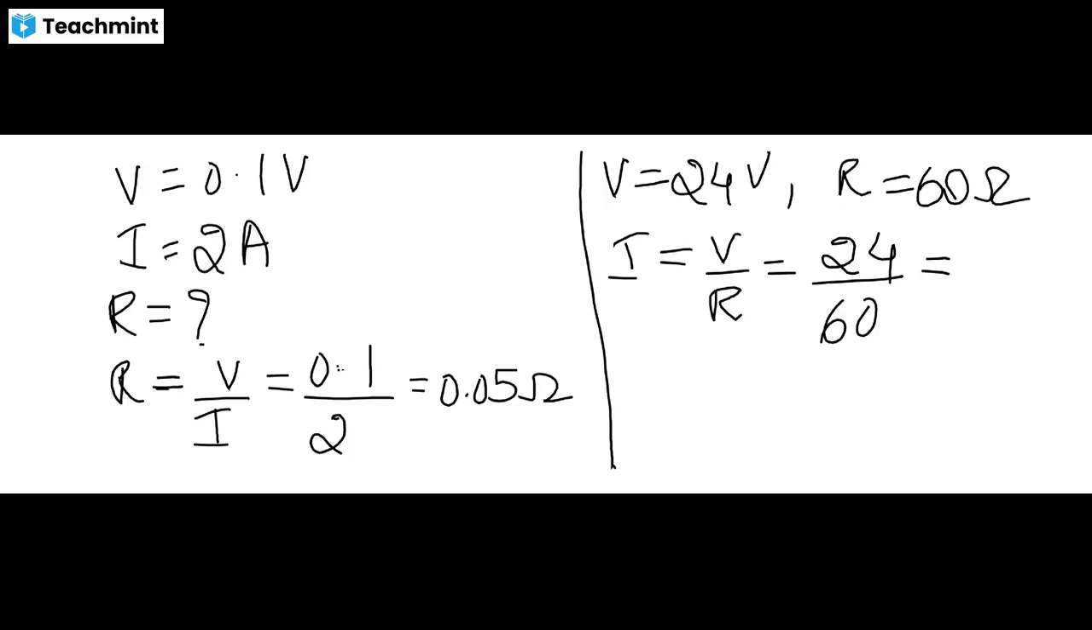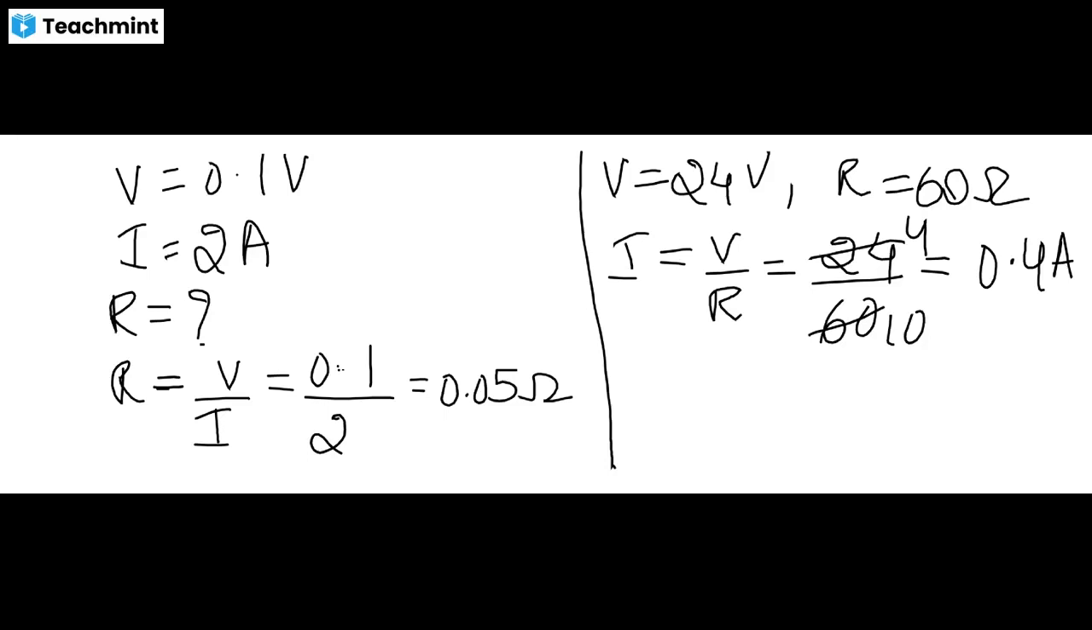0.67. Do calculations correctly. See here, 6 4s are 24, 6 10s are 60. So 4 by 10 means you can directly write it as 0.4 ampere. Okay?